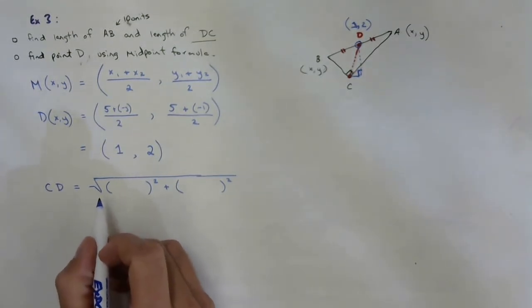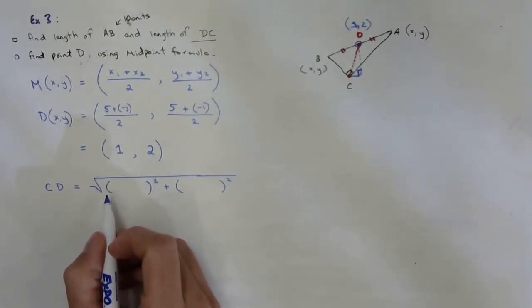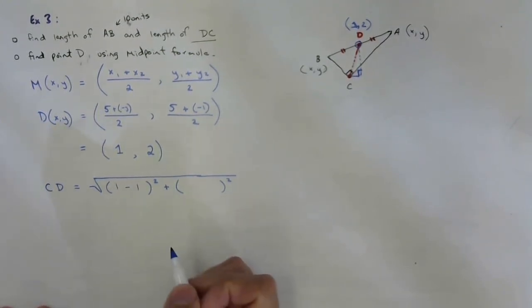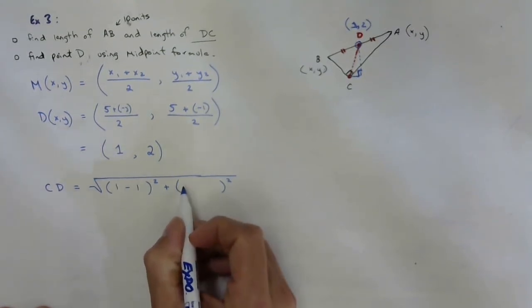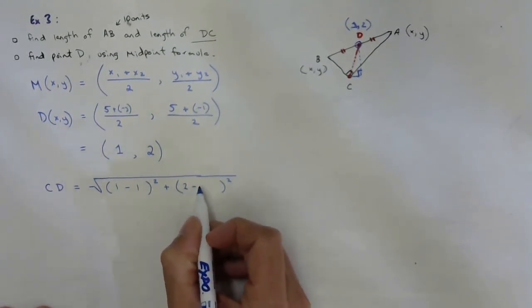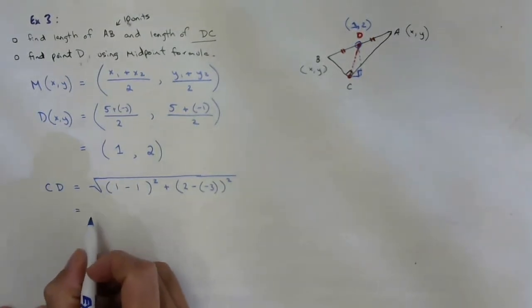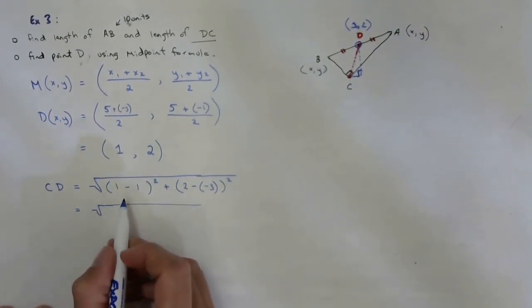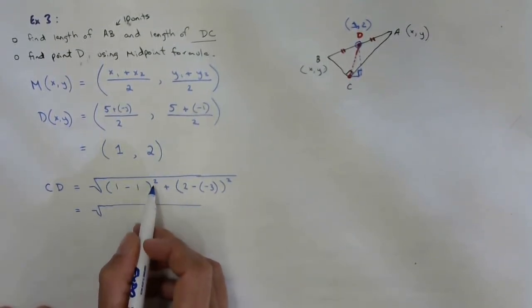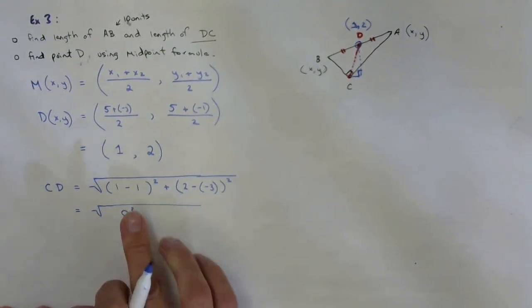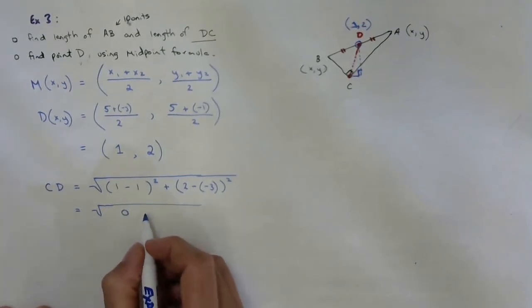So the coordinates of our points here, in the first bracket, x2 minus x1, we're going to go with 1 minus 1. And in the next bracket, we have 2 take away negative 3. First group, 1 minus 1 is 0. 0 squared is 0. I'm going to write that just because, even though you don't need to, you already know it. 0 squared is 0.